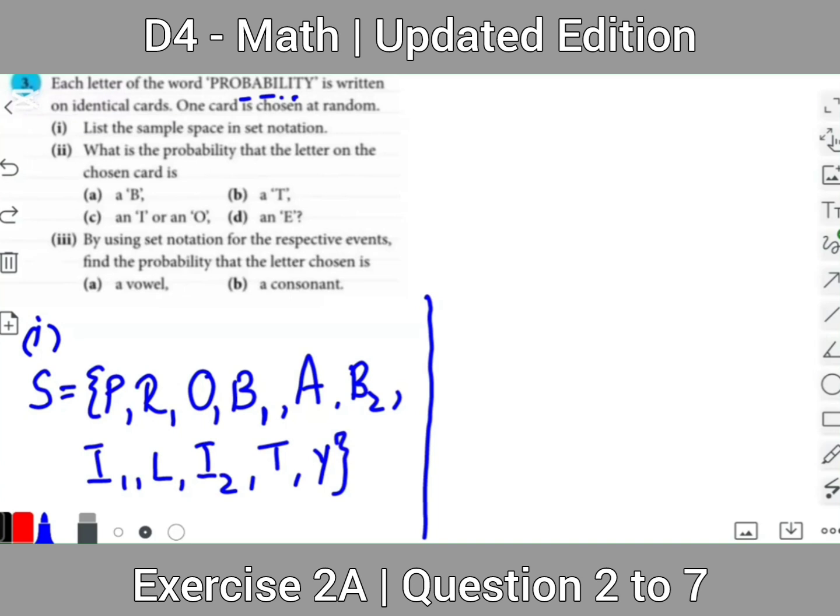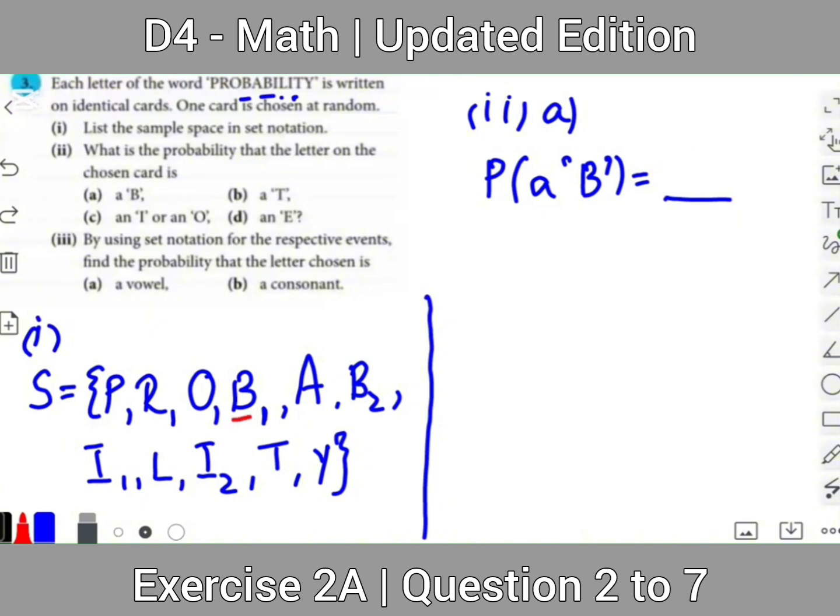Now in part 2, what is the probability that the letter on the chosen card is, in part A, B? So the probability that the letter on the chosen card is a B. Here in the sample space, we can see there are only two B's.